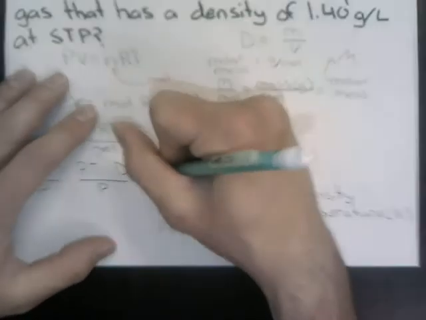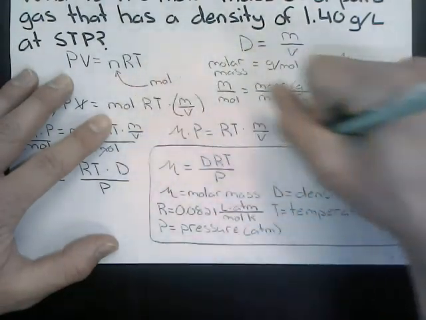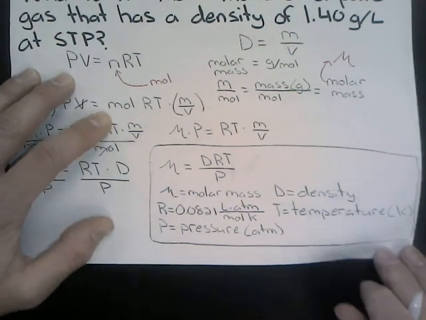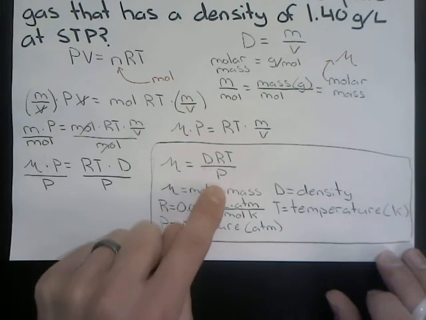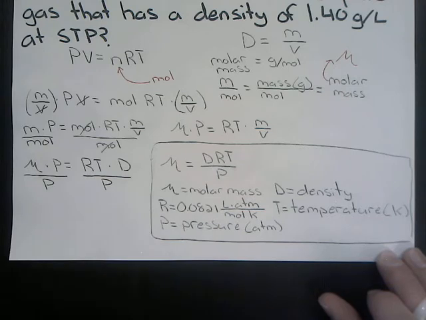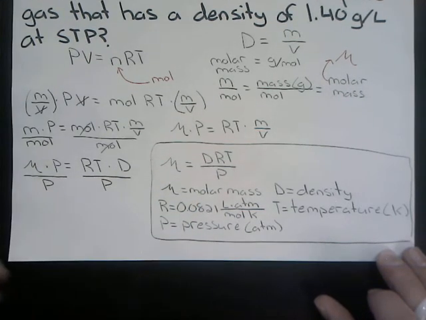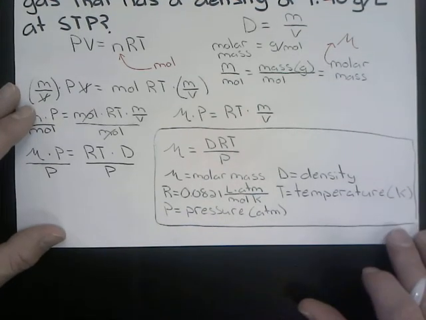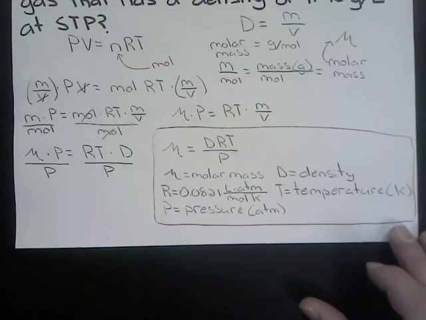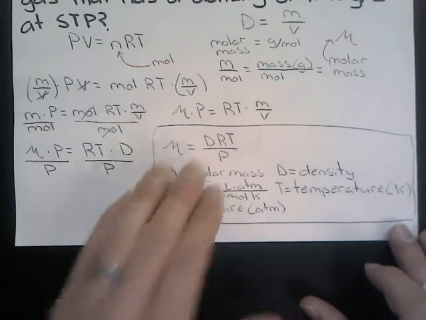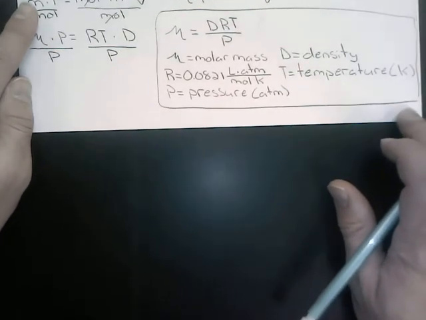Okay, so I am going to box this in here, and I don't need you to know how we went from PV equals nRT to molar mass equals dRT over P. What I need you to do is to be able to apply this particular formula. And this formula is given to you. I just want you to know that we can manipulate our ideal gas law formula to get to this particular point. Okay, so I'm going to leave that right there.